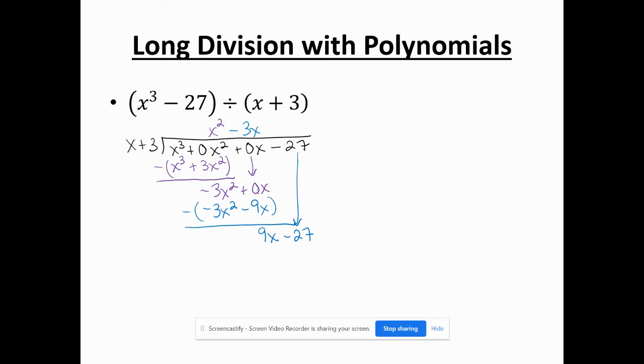Okay. So I now ask myself, what times x will get me 9x? Well, 9. So 9 times x, and then plus 27. Remember, I'm subtracting this quantity, which seems like it should cancel out, but be careful. Negative 27 minus 27 is actually negative 54. So we do get a remainder here of negative 54. For right now, I just want you to note that you got a remainder. Not a big deal. Just write it like this and move on to the next problem.